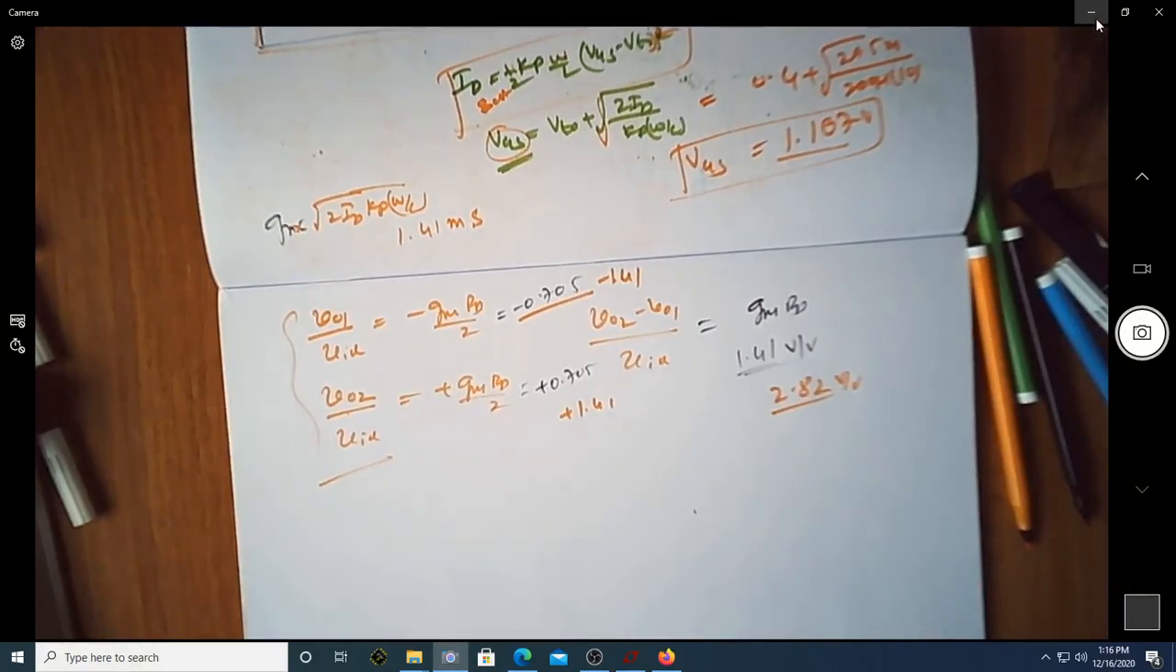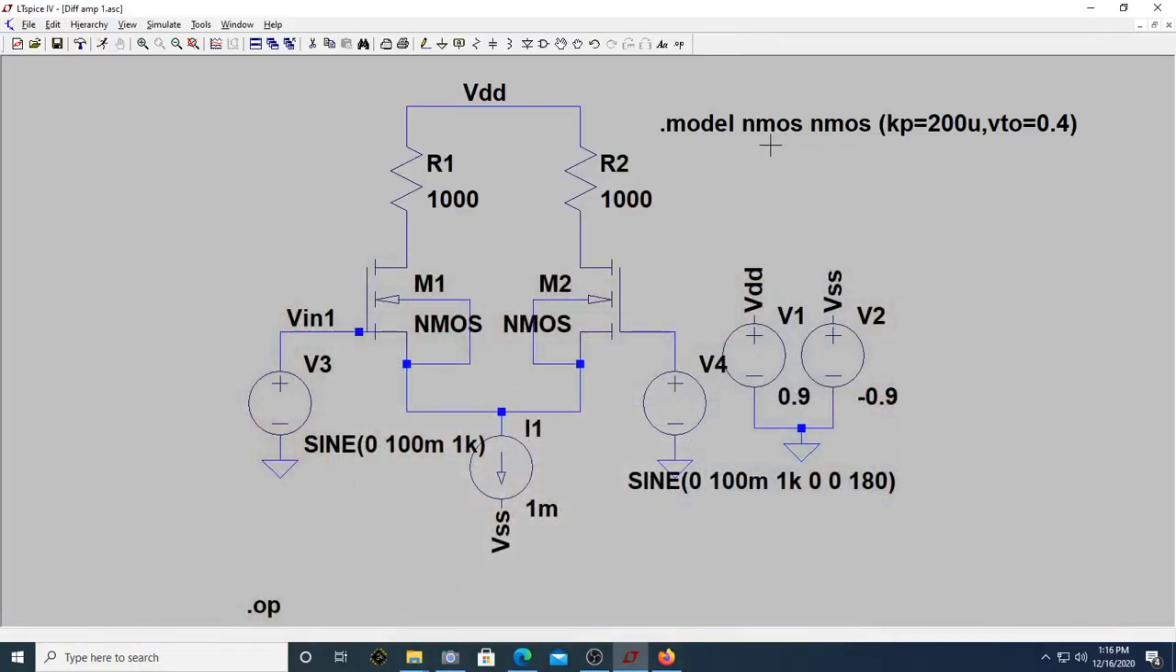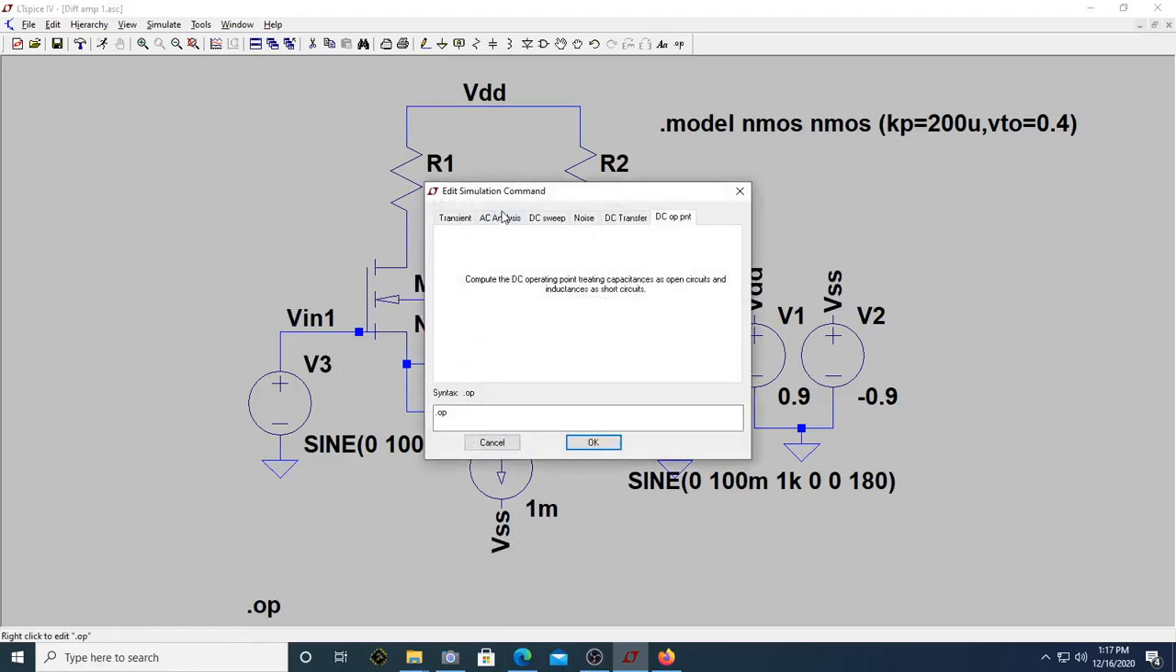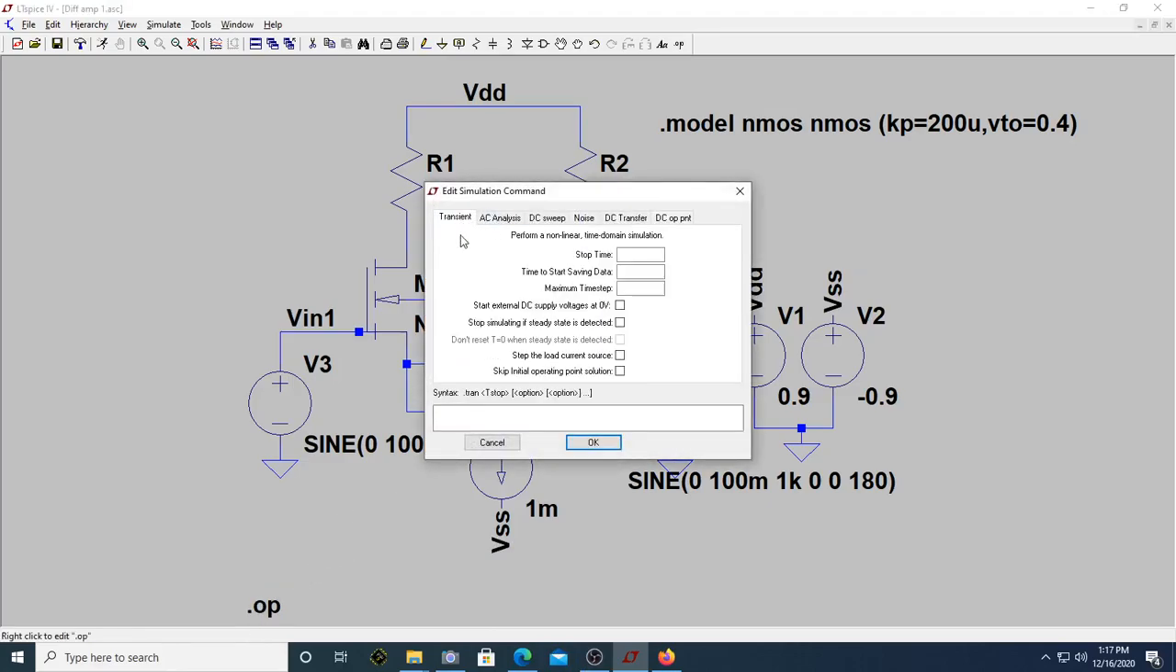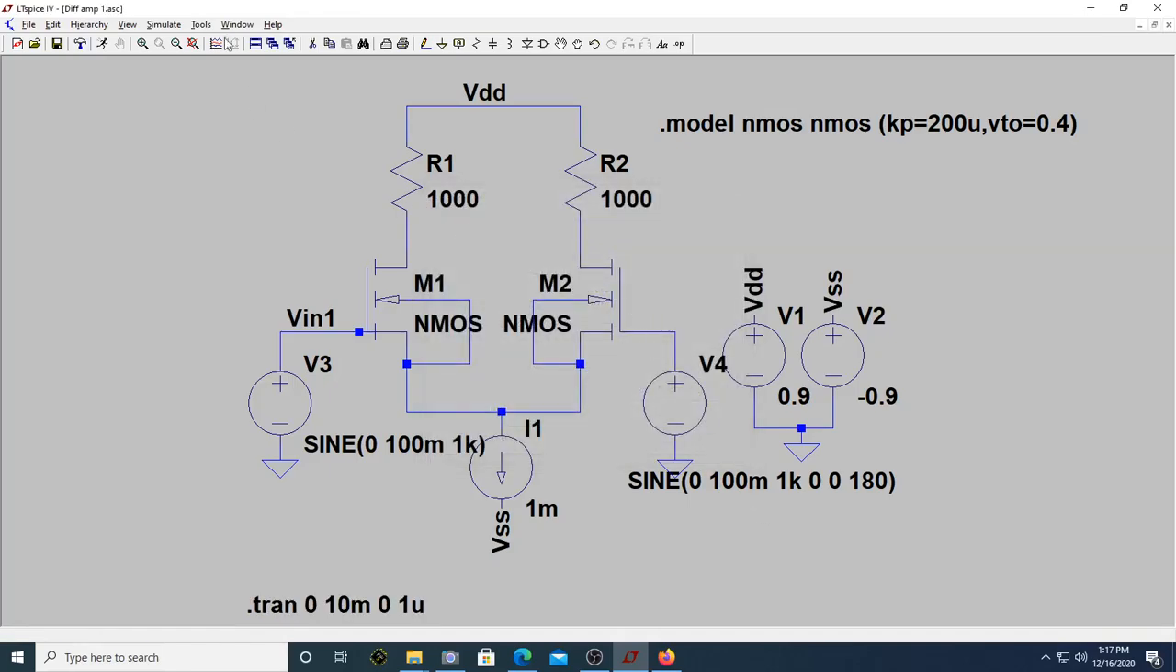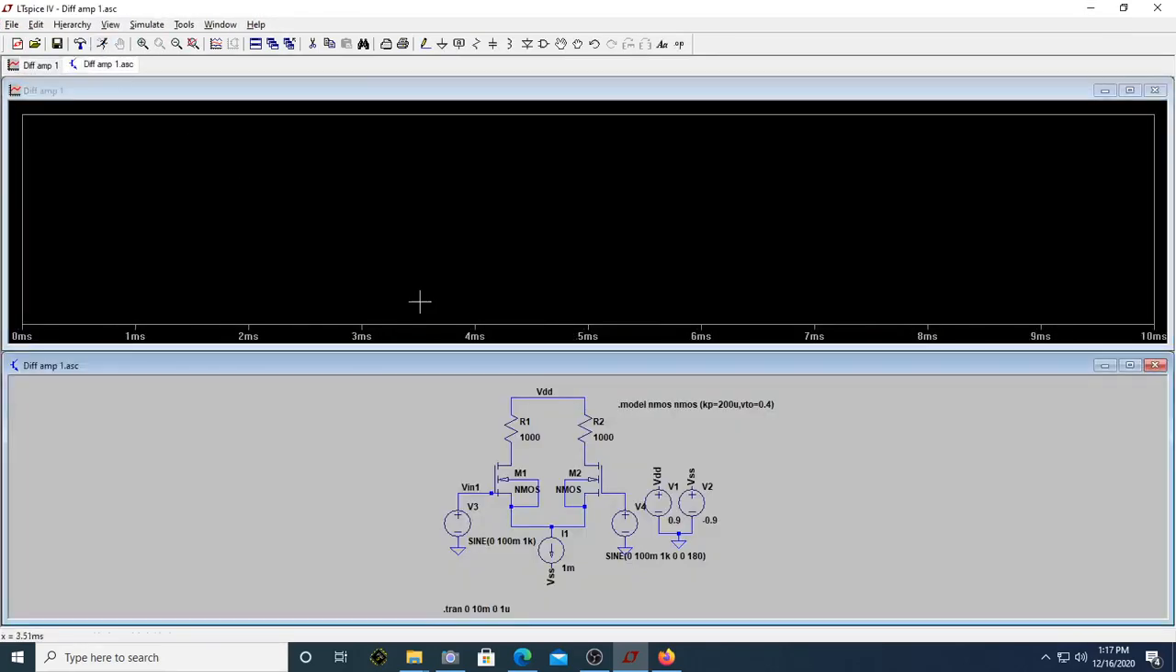So let us go back to this. Now let us do a transient analysis and try to see how the waveforms look. So let me go to this, change this to transient, because I have applied a 1 kilohertz signal. Let us see it for maybe 10 milliseconds so that you can see 10 cycles. Start from 0 and then go with 1 microsecond step. Let me run it.